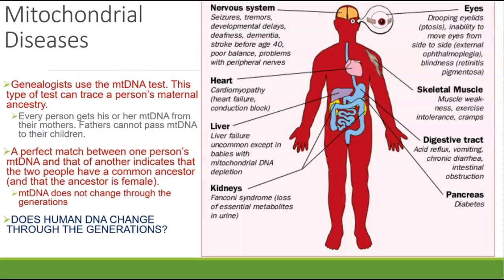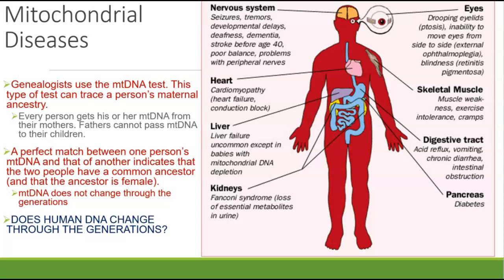Genealogists can use a test called a mitochondrial DNA test, and this type of test can trace a person's maternal ancestry. And that's because, like I said, every person gets his or her mitochondrial DNA from their mothers. Fathers cannot pass along mitochondrial DNA. If there is a perfect match between a person's mitochondrial DNA and another person's mitochondrial DNA, that indicates that the two people have a common ancestor, and that ancestor would be female.